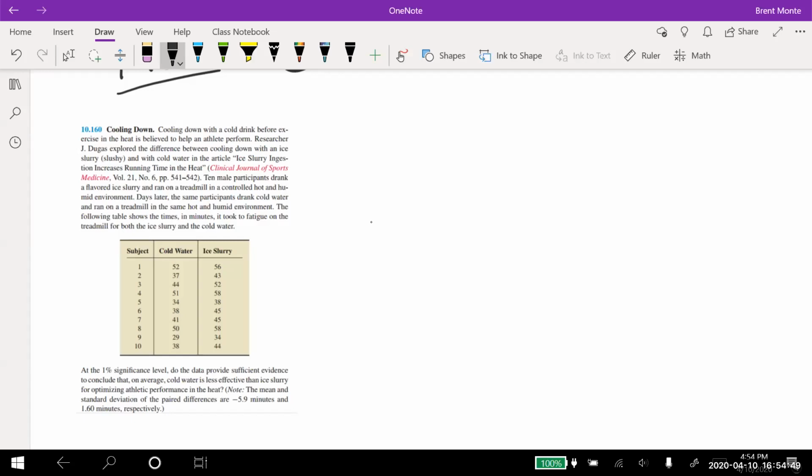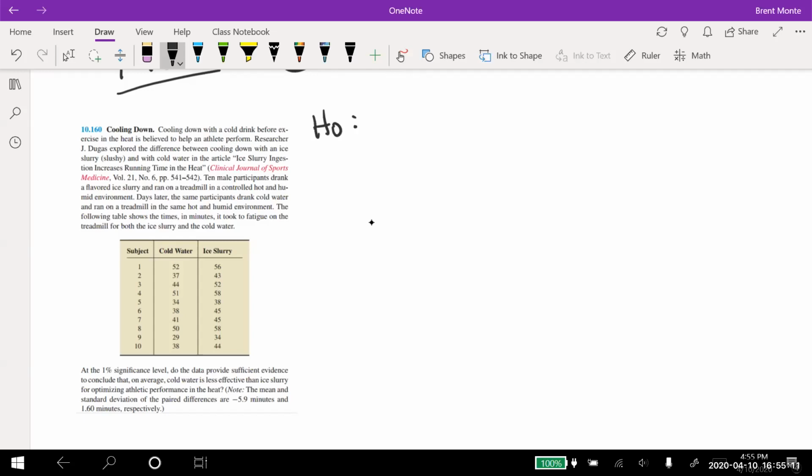And then they say, notice the mean and the standard deviation of the paired differences are negative 5.9 minutes and 1.6 minutes respectively. We don't care because we're going to have the calculator do this for us. Okay, so we do our null and alternative hypothesis. So we start off like we usually do, the null hypothesis.